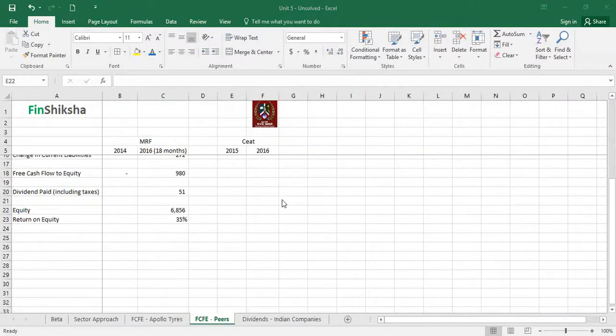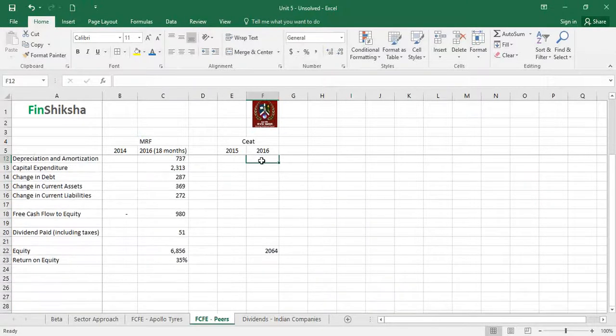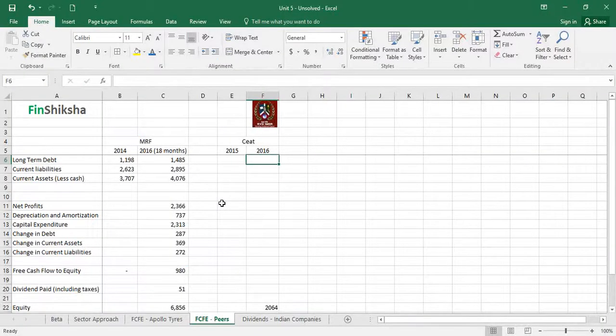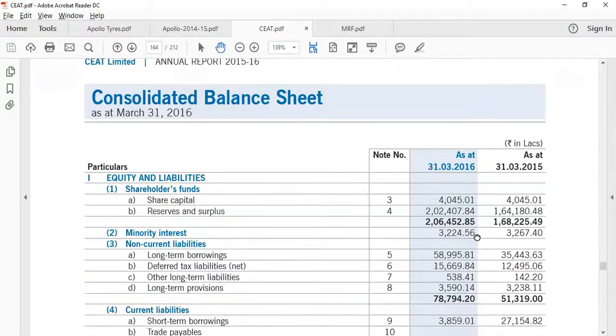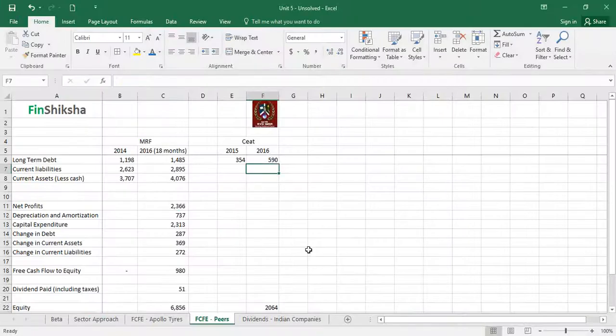Let's put this here. So that's 2064, and let's go up and put in the debt numbers first for this year and previous year. We will see the debt is at 589.9, so that's 590 and 354. We go further, we look at what kind of current liabilities these guys have. That's 1253 and 1594. That's the current liabilities.